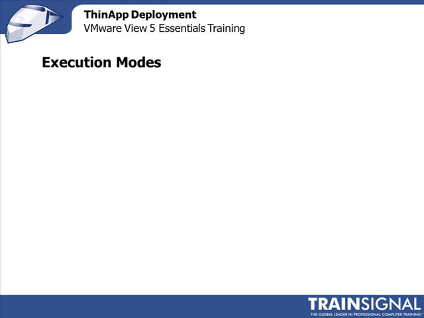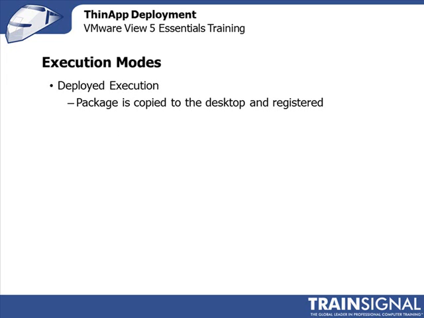There are two different execution modes that ThinApp provides. The first is the deployed execution model, in which the ThinApp package is actually copied to the desktop and then registered. In this mode, it's executed locally off the desktop and can travel with the desktop. This is usually done using the MSI package that we can create when building our ThinApp project. All the steps needed to get a deployed execution model working are included in this MSI package.